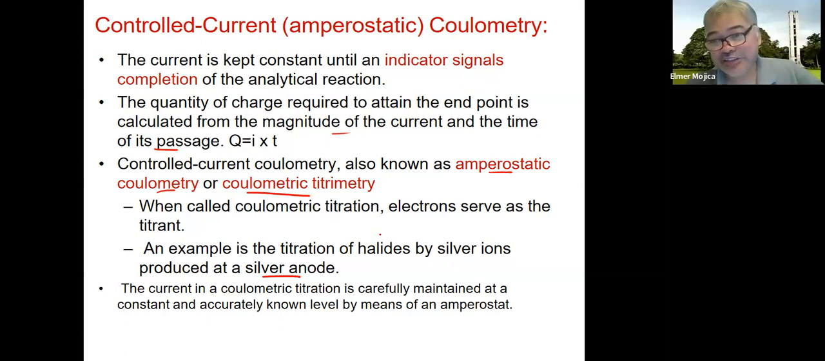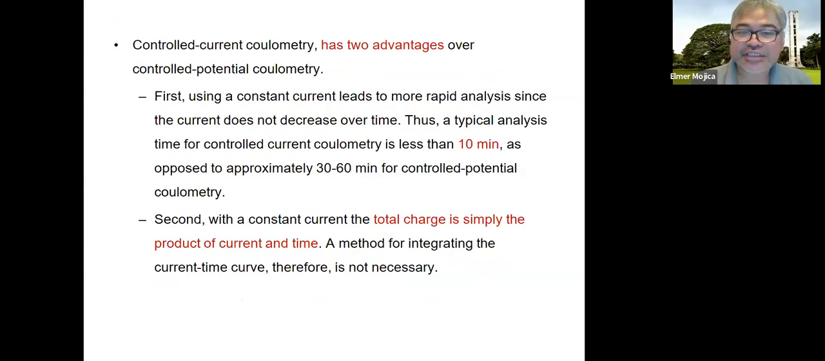So in the other one, we have a potentiostat. Here we have the so-called amperostat. And between the two coulometric methods, this has more advantages compared to the other one. First, if you use a constant current, it leads to a more rapid analysis since the current does not decrease over time. A typical analysis time for a controlled current coulometry is less than 10 minutes, as opposed to the 30 to 60 minutes for controlled potential coulometry.